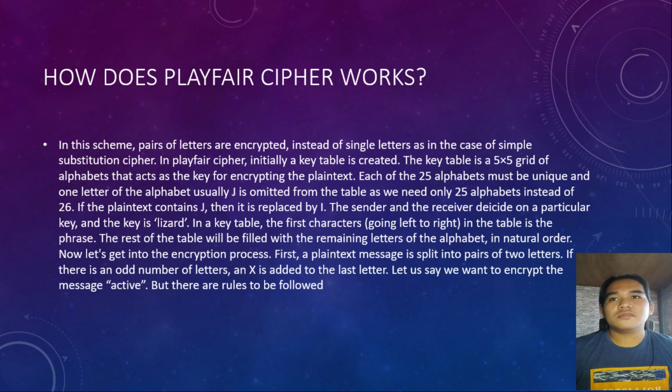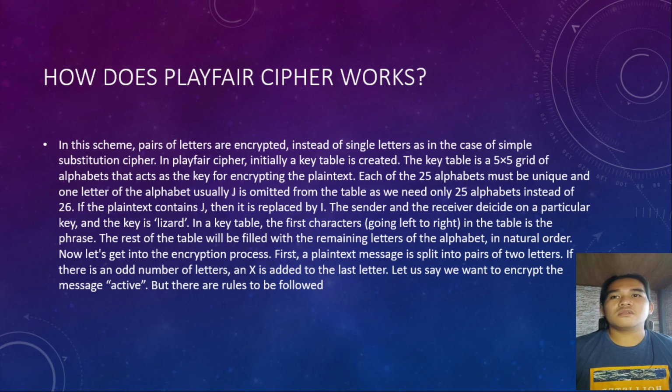The sender and the receiver will decide on a particular key. Let's say they came up with the word lizard. In the key table, the first characters going left to right in the table are the key phrase. The rest of the table will be filled with the remaining letters of the alphabet in natural order.